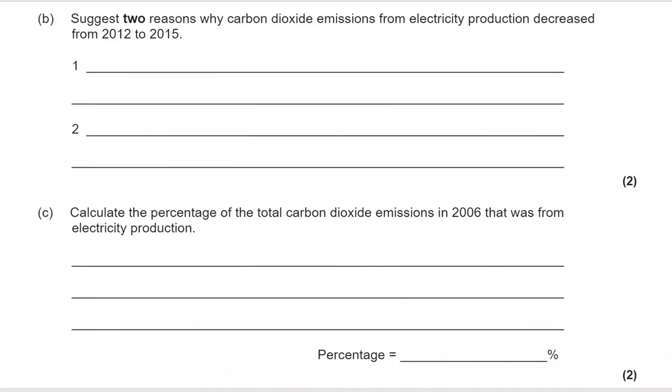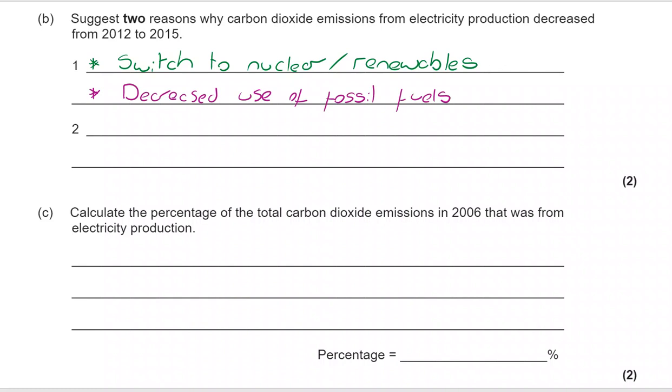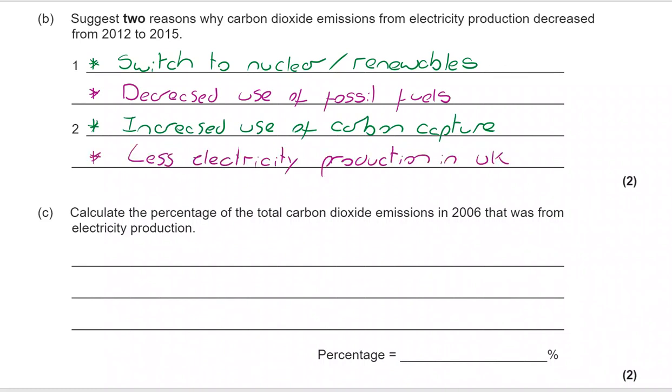On to part B, suggest 2 reasons why carbon dioxide emissions decreased from 2012 to 2015 from electricity production. Maybe there was a switch to nuclear power or renewable power. Maybe fossil fuel use was decreased. Perhaps we have an increased use of carbon capture. And maybe there was just less electricity produced in the UK. So it's a similar idea here. We're looking at ideas that fit with what we know and that logically make sense within this answer.